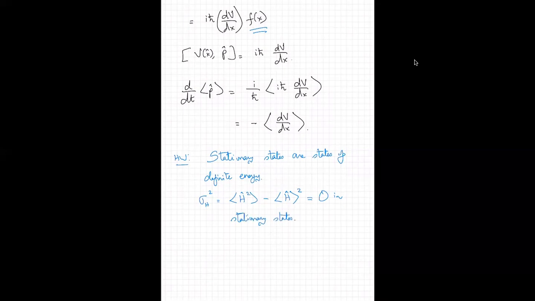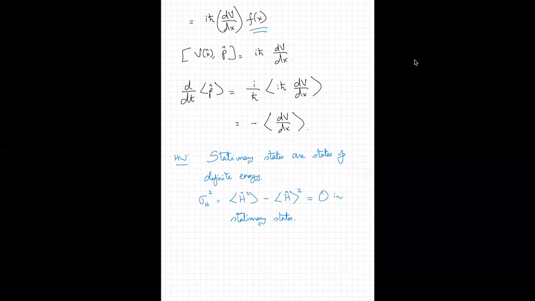Okay, remember that we discussed that the standard deviation is a measure of the dispersion. So if I get a whole bunch of values, then what is the measure that tells me how different every particular value is from the mean value? And in stationary states, every value is the exact mean value. All these values are exactly the same.